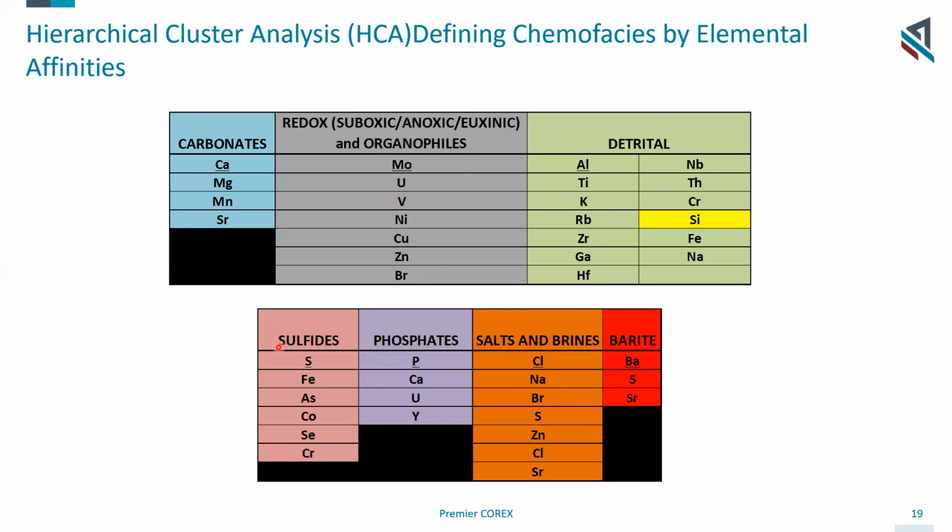And then moving down, sulfides, obviously sulfur, iron is strongly represented here, and some of the other trace elements, phosphate, obviously, salts, chlorine is here, but also sodium is a strong association, and then barite, obviously barium is very prominent there, but also sulfur.